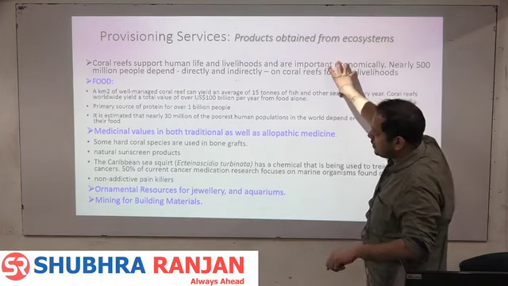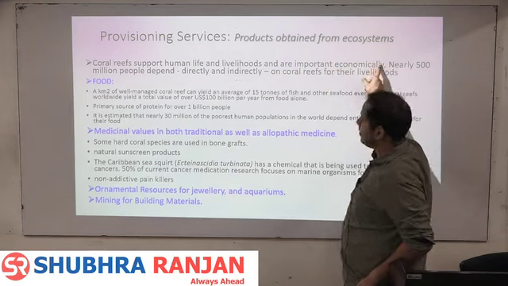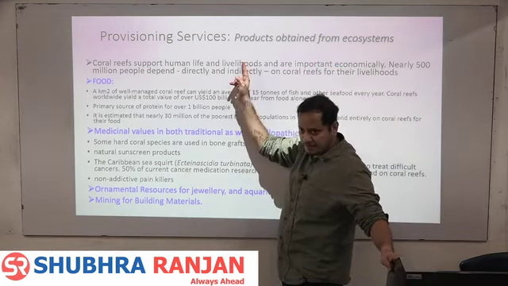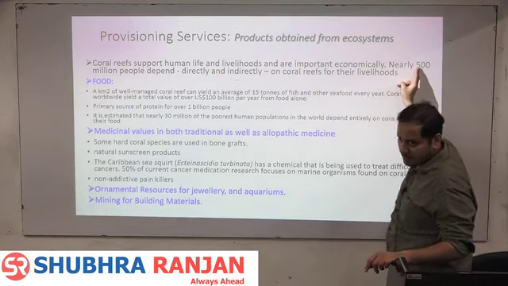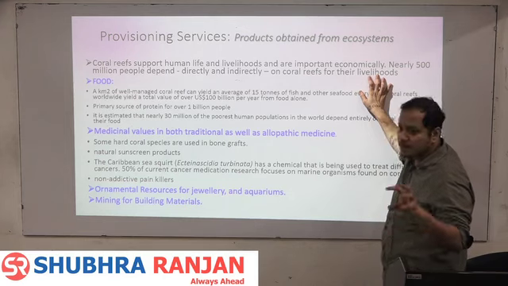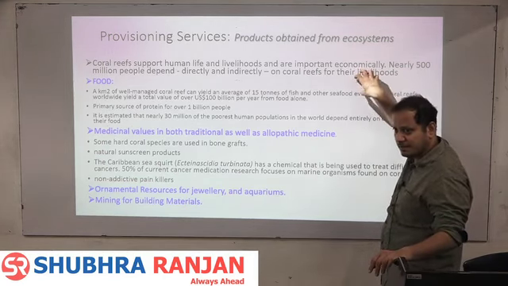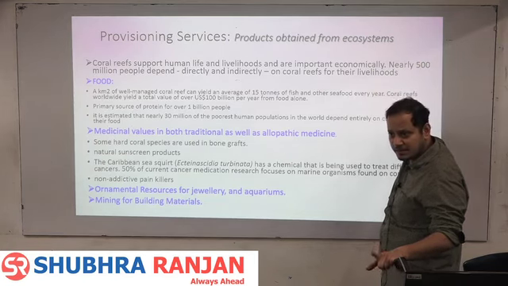So coral reefs support human life and livelihoods and are important economically. So what do they support? Life as well as livelihoods as well as economic activity. Nearly 50 million people depend directly or indirectly on the coral reefs for their livelihoods. Though I give this PPT in the GS also, this factual data is more important for mains, optional.